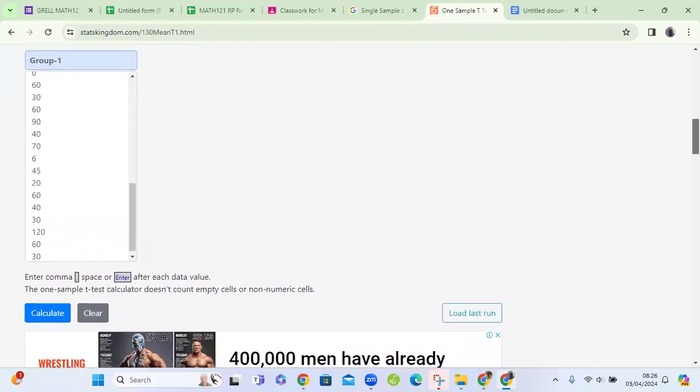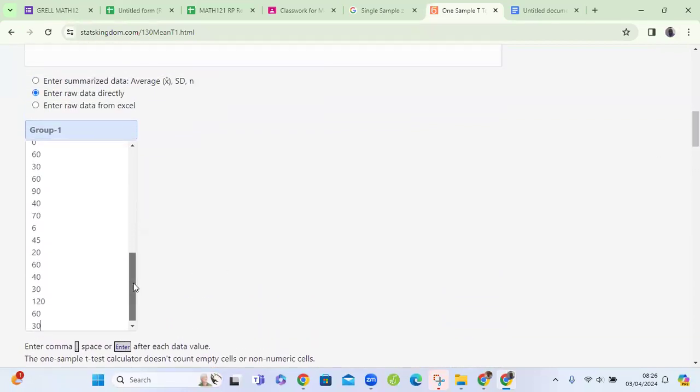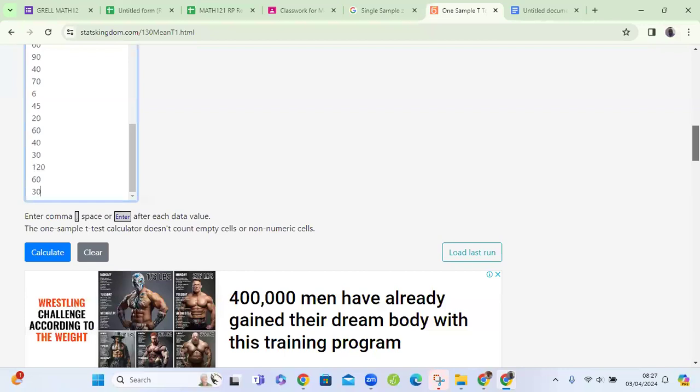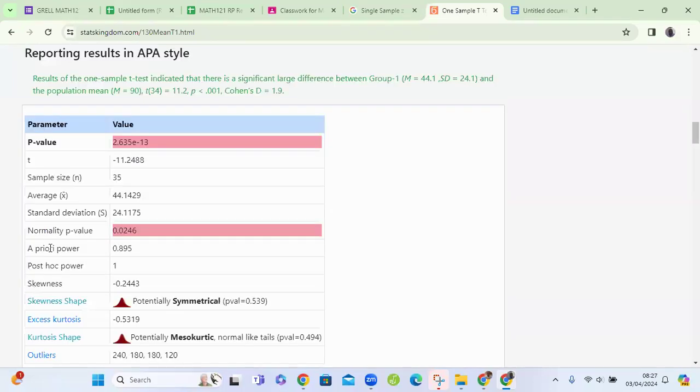These are extreme values, like 6 minutes. I mean, come on, 0 minutes practicing maths. Okay, so these values can be excluded, and let's calculate. And voila, we have our APA style reporting. We've got our statistics, meaning p-value, the t, the sample size, and so forth.